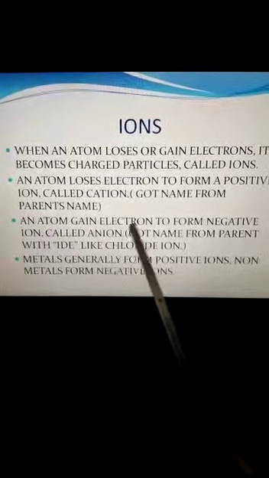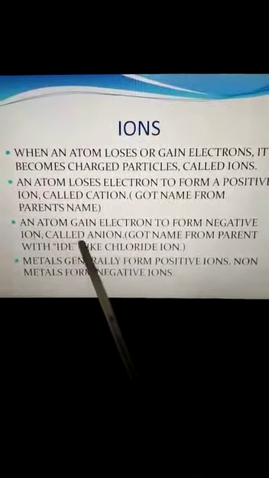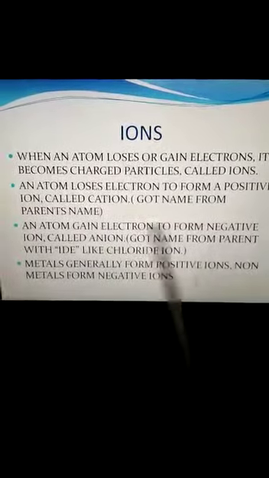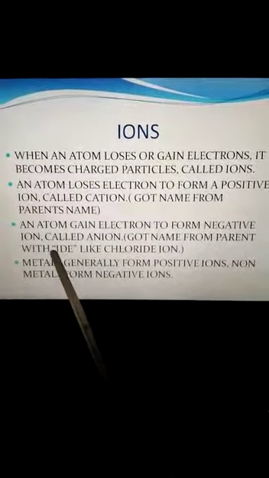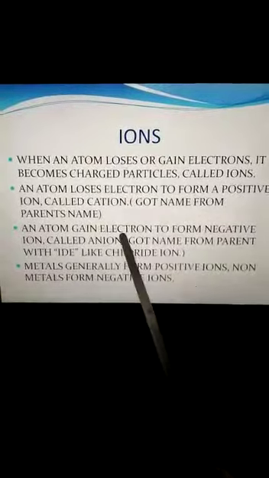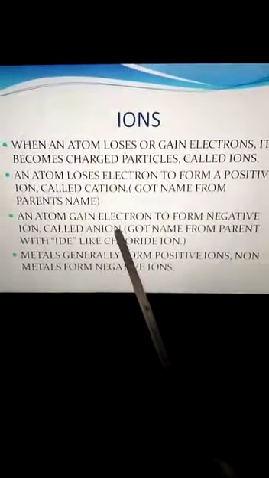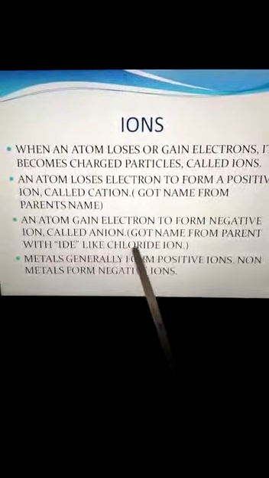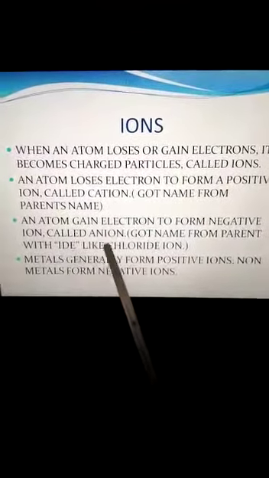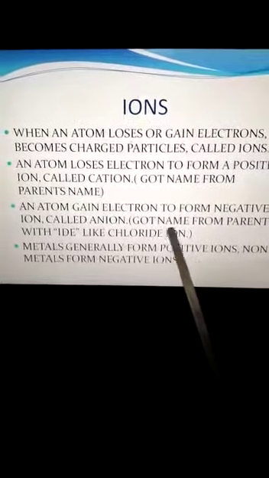An atom that gains electrons forms a negative ion called an anion, and it gets its name from the parent name. Like chlorine, Cl-1. It gains 1 electron from the other atom, so it forms an anion, the name from the parent one plus -ide. So chloride ion, like bromide ion.